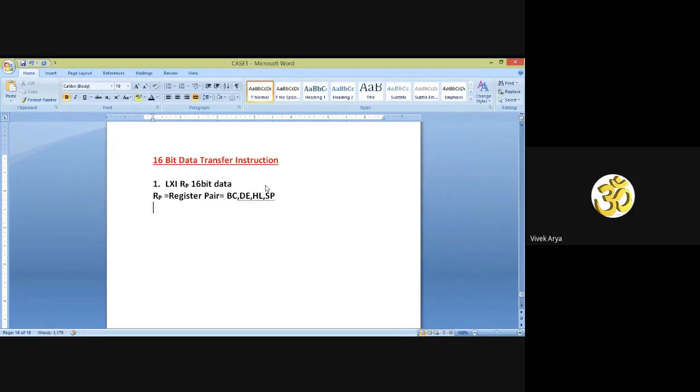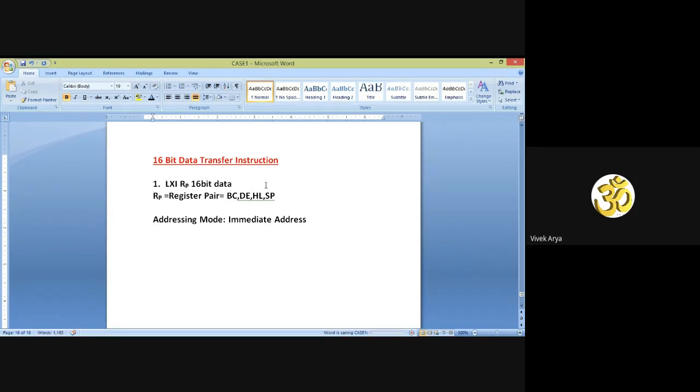Now, can you tell me the addressing mode for this instruction? Immediate, exactly. Immediate addressing mode is possible for this instruction.